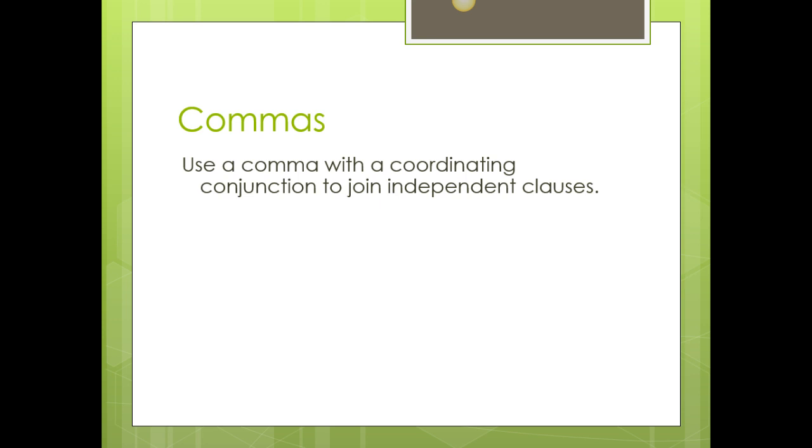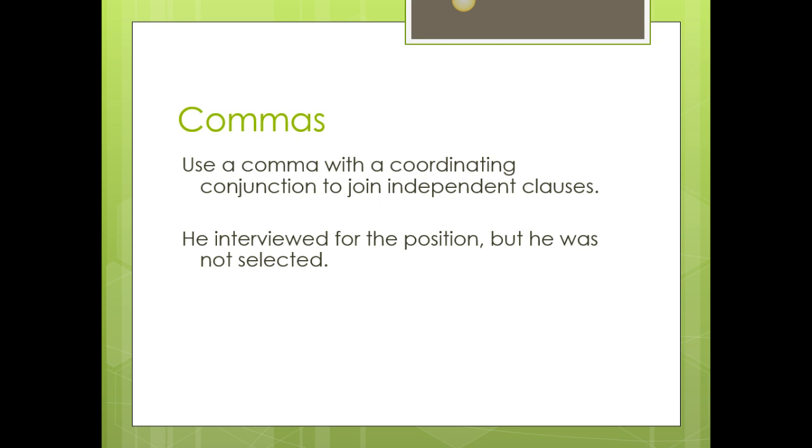Commas are used when you join independent clauses into compound sentences. So you use one of those coordinating conjunctions to join 2 sentences together. And it looks like this. He interviewed for the position, but he was not selected. You have 2 independent clauses here. He interviewed for the position. He was not selected. If I want to, I could have them be 2 separate sentences, but I wanted to combine them. So how I would do that is choose one of the coordinating conjunctions. Okay, so I decided to use the word but. So I separate those 2 independent clauses by using the comma and the coordinating conjunction.